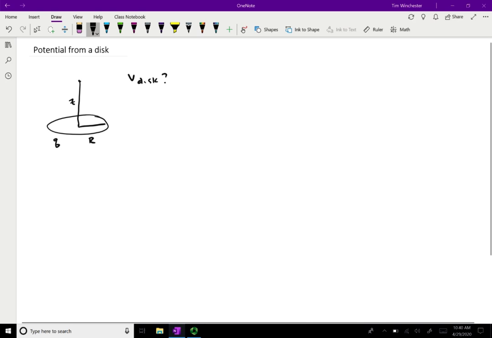Also, when I calculate this, I'm going to assume that we already know the potential from a ring. I had you as an assignment calculate the electric field from a ring, and calculating the potential from a ring is even easier. The potential from a ring is equal to K times the charge of the ring over the square root of R squared plus Z squared. So essentially just the distance to the ring, where capital R is now the radius of the ring rather than the radius of the disk.